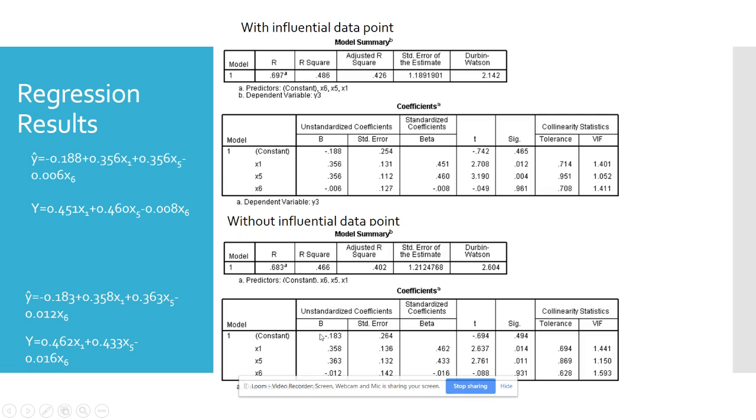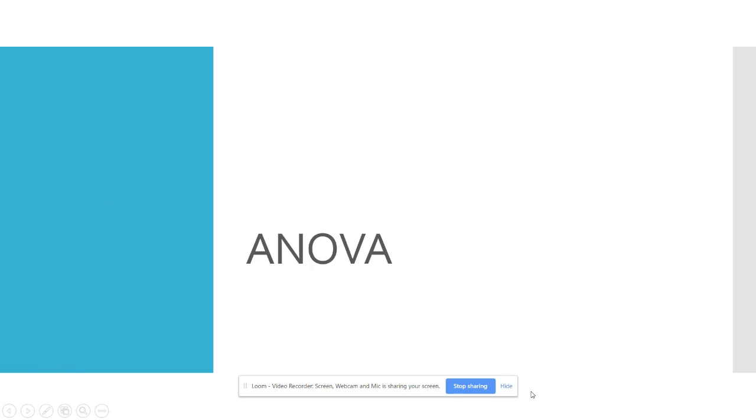Once removing the influential data points, our results change a little bit, as you can see in the differences between these two equations. However, the biggest change happens in the p-value for X5. It goes from 0.004 to 0.01. However, we still have significance at the 0.05 level for X5 and X1, but not for X6. So it really didn't change our results that much.